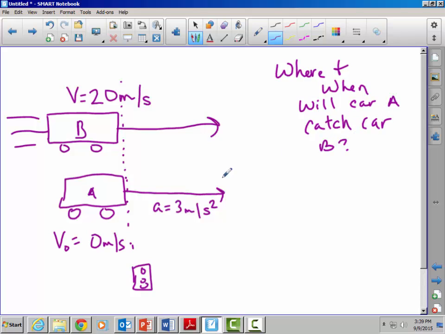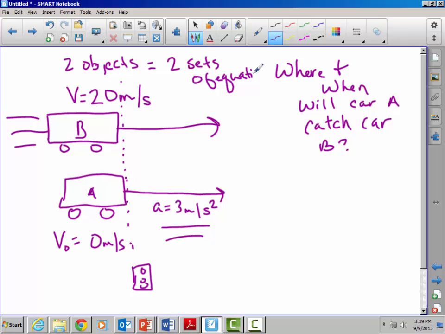Because if you think about it, this car is not moving initially, right? It has to slowly, it's accelerating. It has to eventually increase speed until it catches up with this second constant velocity car. So I want to know where and when will car A catch car B. So the first thing we need to realize is that in this problem we have two objects. So anytime we have two objects, we're going to need two sets of equations to help us describe what's happening.